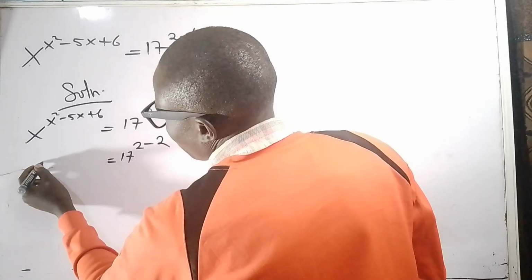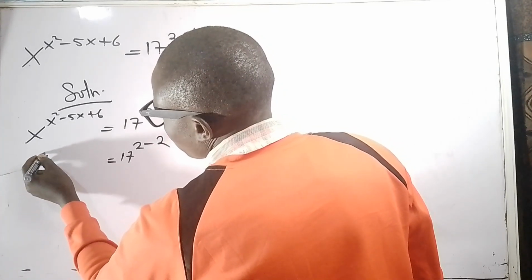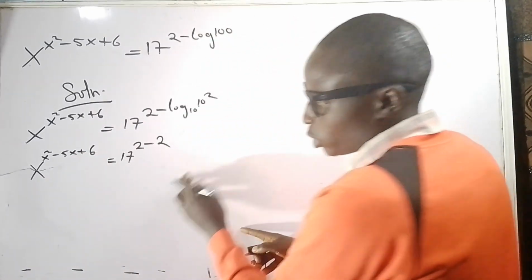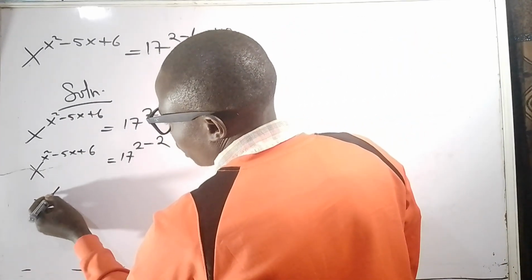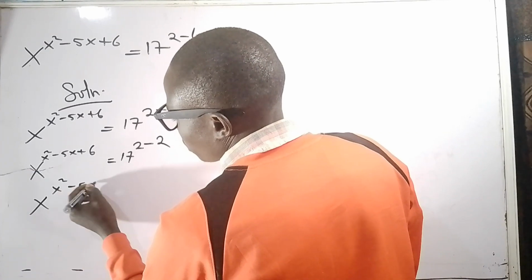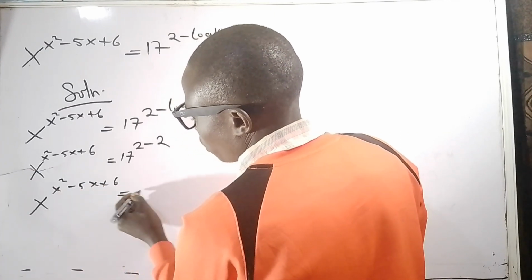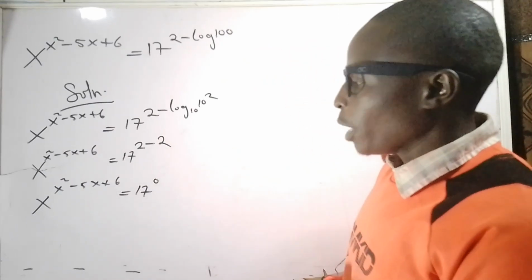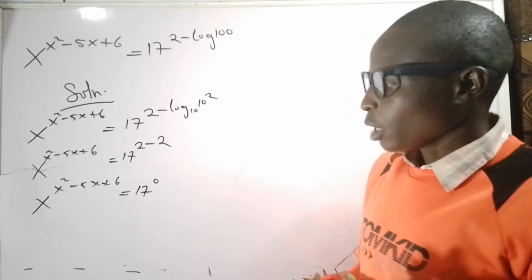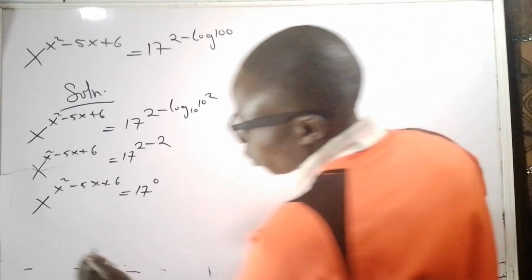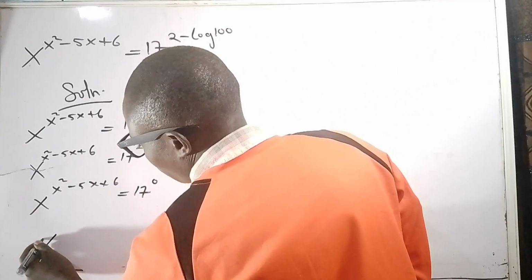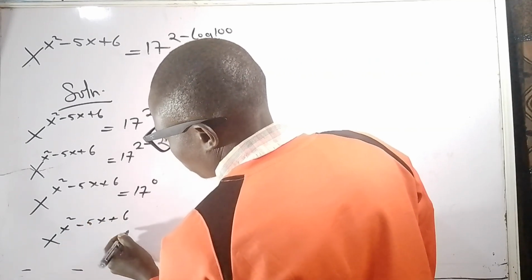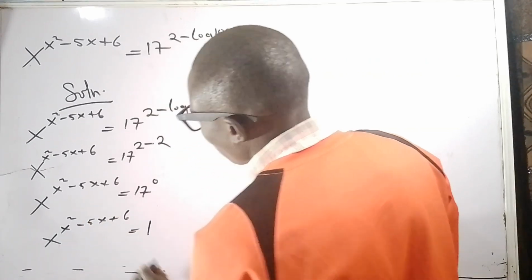So we'll now have x raised to the power of x squared minus 5x plus 6 to be equal to this. That means we're going to have x raised to the power of x squared minus 5x plus 6 to be equal to 17 raised to the power of 0, and anything raised to the power of 0 is 1. So we can now have x raised to the power of x squared minus 5x plus 6 is now equal to 1.